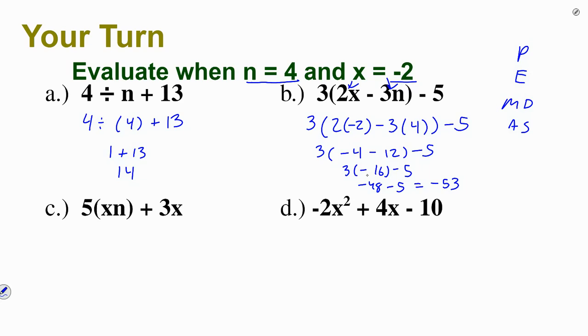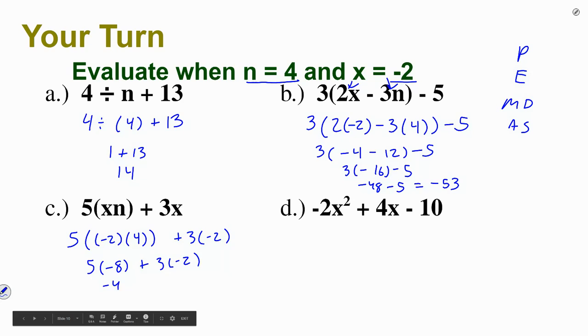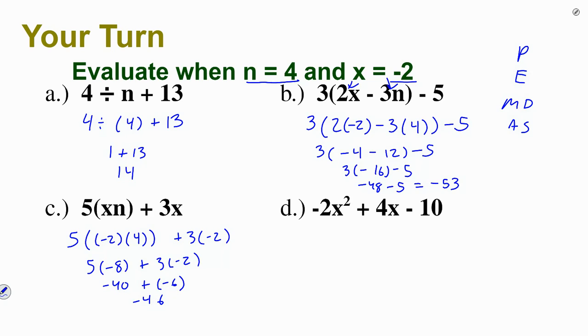Let's do the last two. Again, I'm going to replace, but make sure I put my parentheses. So 2xn, where x is -2 and n is 4, plus 3 times -2. All right, so inside my parentheses, I have multiplication. So I have -2 times 4 is -8, plus 3 times -2. Then I see multiplication here, multiplication there. So I have -40 plus -6. And the only thing left to do is to add, so -40 plus -6 is -46.